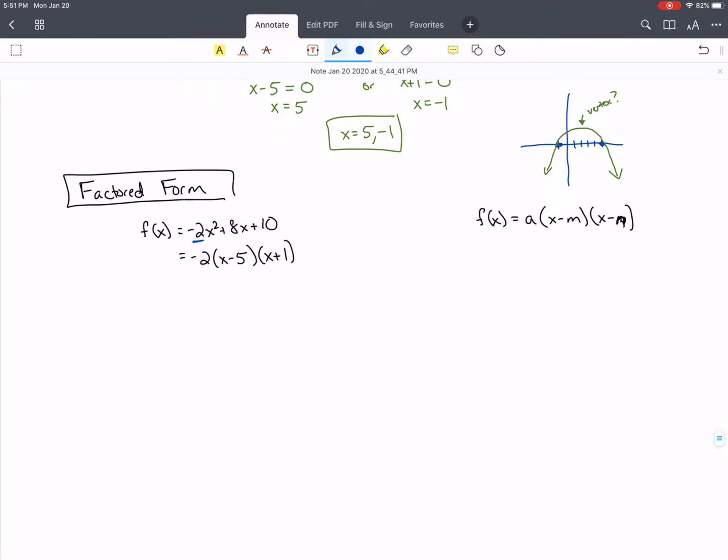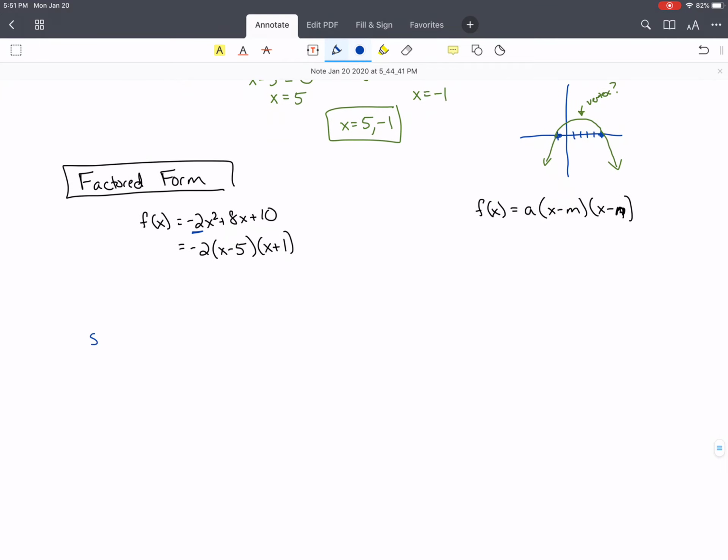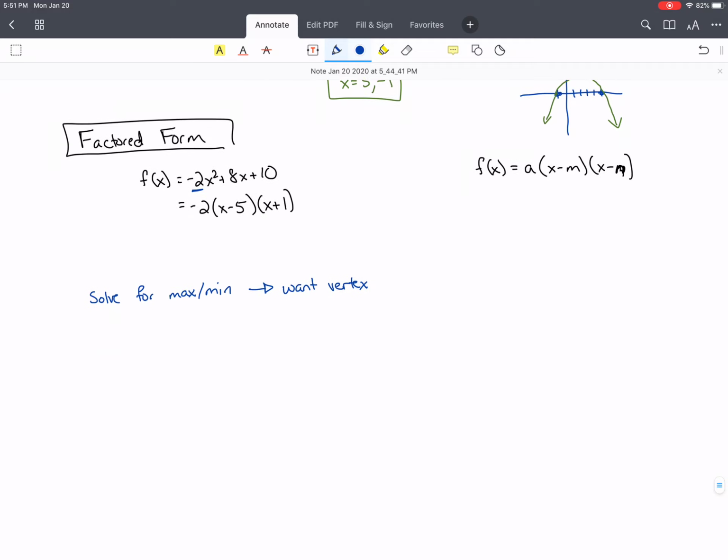Sometimes we want to solve for when our quadratic function is max or min. In this case, when it's an upside down parabola, I would be looking for when it's maxed, like if I wanted to maximize a profit function. Or if it was a right side up parabola that opened up, I might be looking for the min. And if I want to find a max or min in an application, what I'm really looking for is the vertex of my parabola.